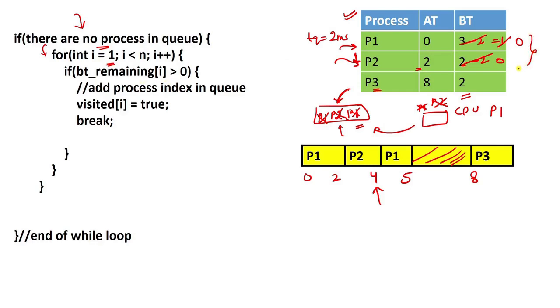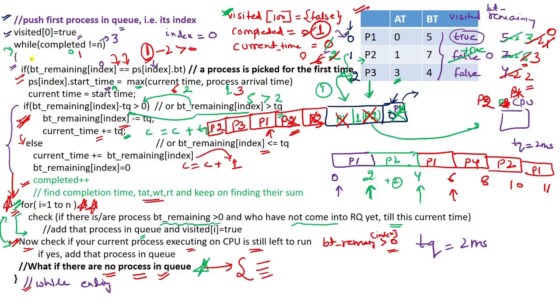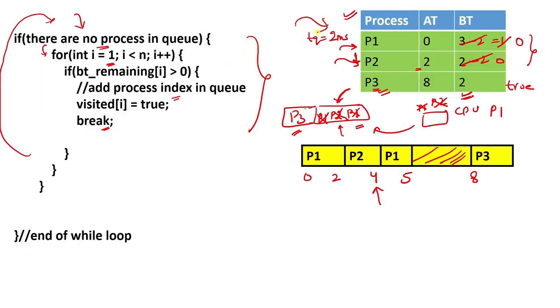These processes have already been completed, so they have not come inside this queue. So we say P3 is the process which can come here. Add P3 and mark its visited array entry as true. Then we break, because we have to take just one process here. Now the queue has at least one process, so we go back to the completed loop again. This part handles that situation, and this code will only run when we have CPU idleness. Otherwise this code will not run.